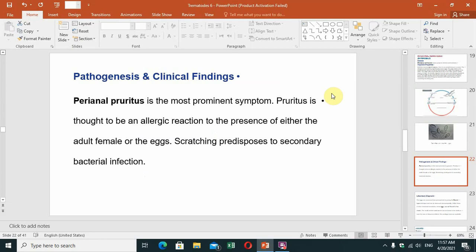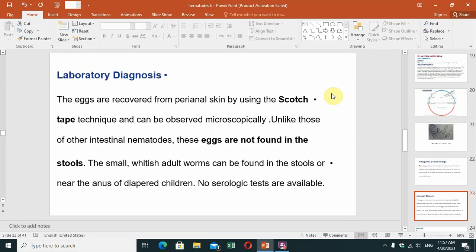Pathogenesis and clinical findings. Perianal pruritus is the most prominent symptom. Pruritus is thought to be an allergic reaction to the presence of either the adult female or the eggs. Scratching predisposes to secondary bacterial infection. Laboratory diagnosis depends on the use of the Scotch tape technique, and the eggs can be observed microscopically. Unlike those of other intestinal nematodes, these eggs are not found in the stools.